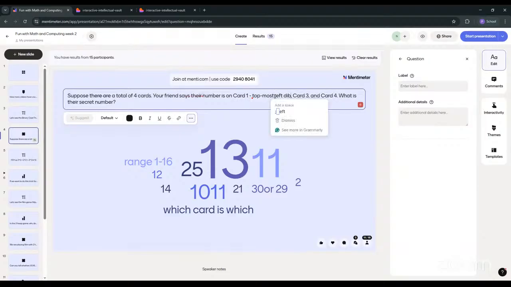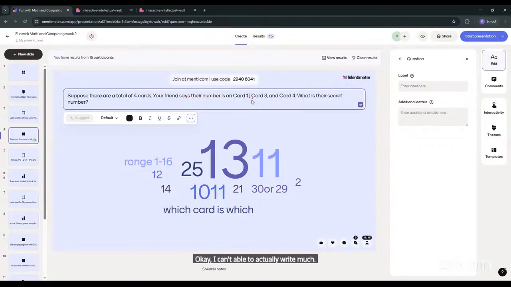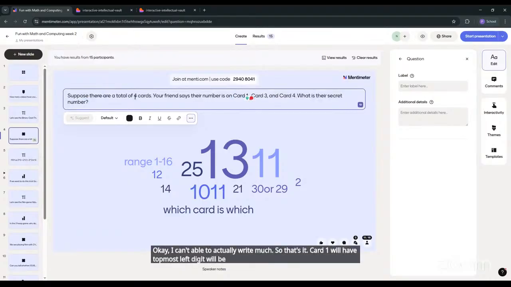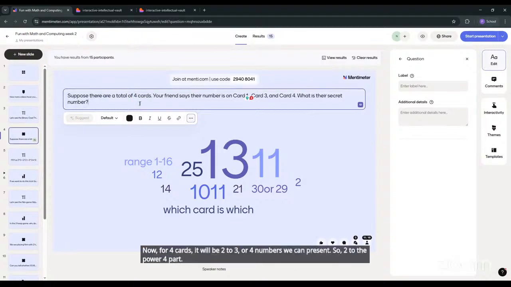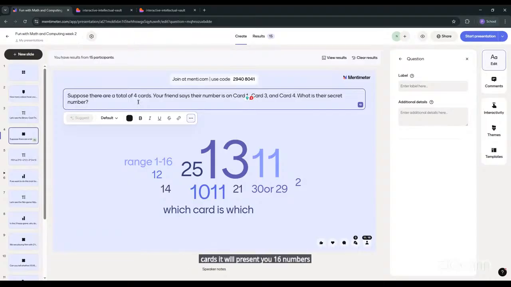okay, I am not able to actually write much on this. So let's say card 1 will have the topmost left digit 8, because for a total of 4 cards you can present. For 64 we are taking 6 cards, so that is 2 to the power 6. Now for 4 cards it will be 2 to the power 4 numbers we can present. So 2 to the power 4 means it will present you 16 numbers.